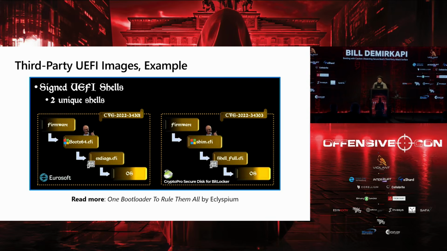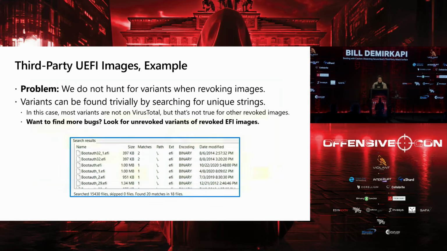I want to give you an example. Back in 2022, there was this talk called One Bootloader to Rule Them All by Shim. They discussed two vulnerabilities they found in third-party code. In both cases, there were two UEFI shells that had unrestricted functionality that allowed you to gain code execution. They reported it to Microsoft. We issued a revocation. But we have a problem with our process. We do not hunt for variants when revoking images.